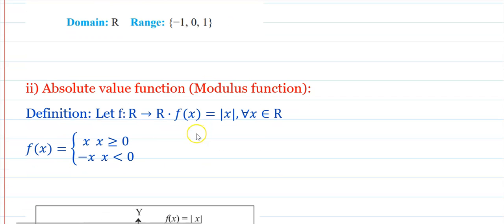Okay. Absolute value function, that is the modulus function. Let f be defined from R to R. F of x is equal to mod of x. For every x belonging to the set of real numbers, f of x is equal to x if x is greater than or equal to 0, and equal to minus x where x is less than 0, in this way.